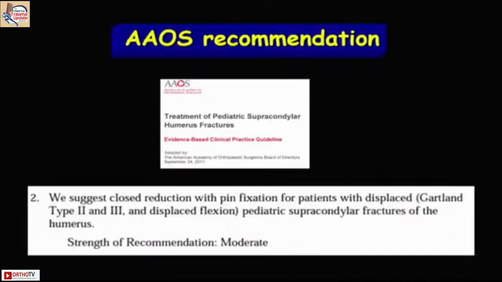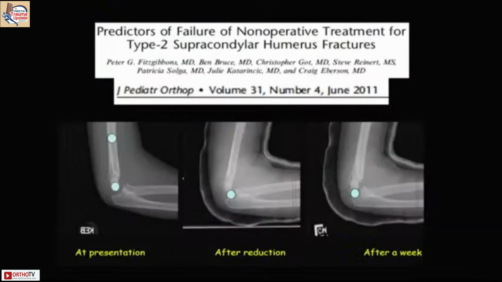This is the slide. Now, AAOS has recommended that you fix every displaced supracondylar humerus fracture. It means even type 2, type 3, flexion type supracondylar, displaced type. So, you have to fix everything. But if you fix everything, there is going to be an over-indication, like more than 70% of unnecessary cases will also be pinned. But then how to know whether this closed reduction conservative management is going to fail or not?